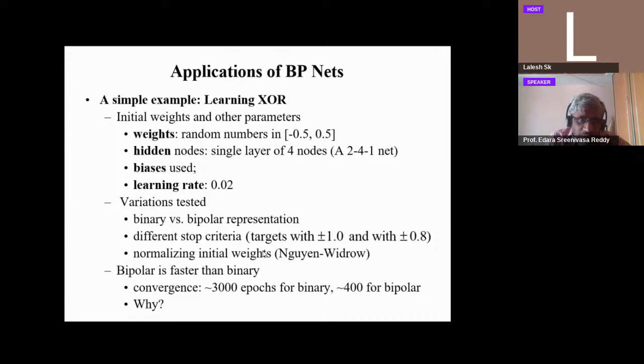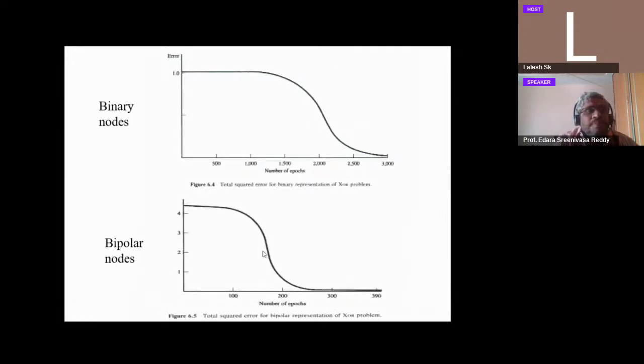It takes 400 epochs. You try on the book for 4 or 5 epochs, then you come to know what is happening. Then you can give it on the machine. So binary nodes and bipolar nodes, see the convergence. Binary nodes are converging at 3000 epochs, bipolar nodes at 300 or 200.